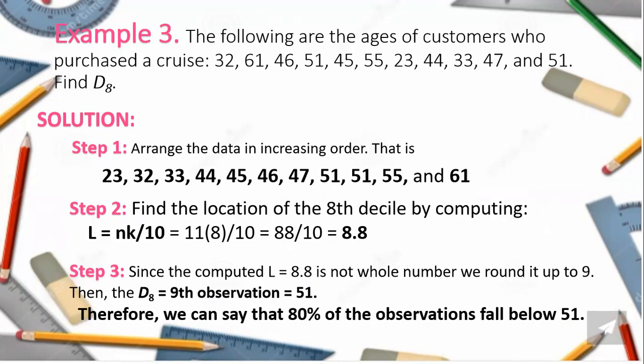So the 9th observation is 51. Therefore, we can say that 80%, since it is 8 times 10%, of the observations fall below 51.